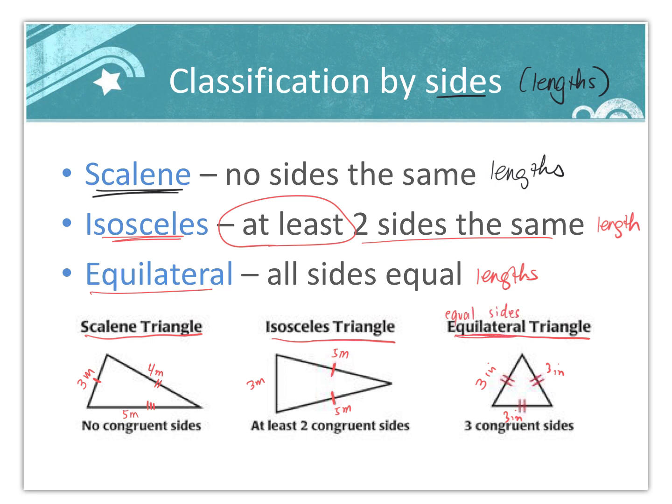Now, an equilateral triangle has 3 equal sides, which means it's also isosceles. But the more specific name, the better name we would want you to use, is equilateral.